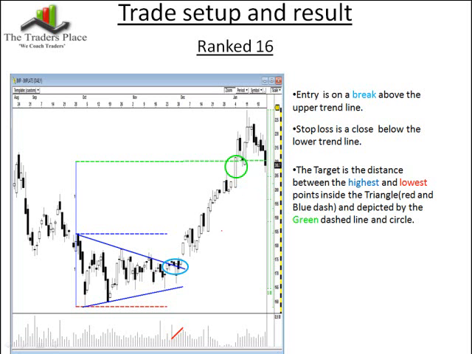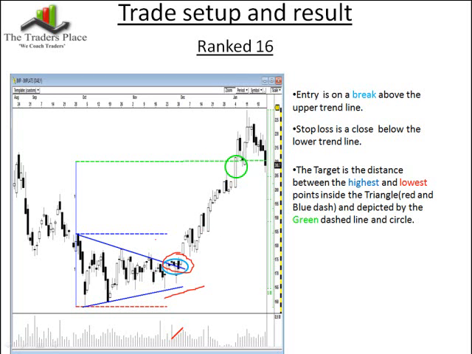The entry is on a break above the trend line, and the stop loss is a close below the lower trend line. So we would have a stop loss automatically trailing as that trend line goes into the future. The price breaks out and starts moving.